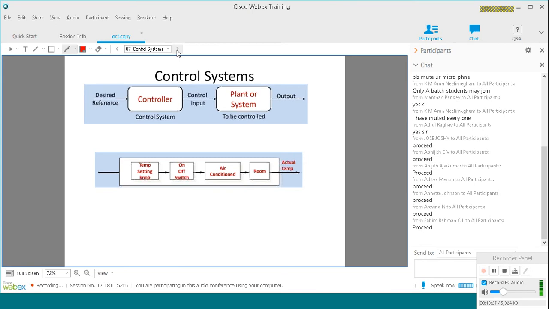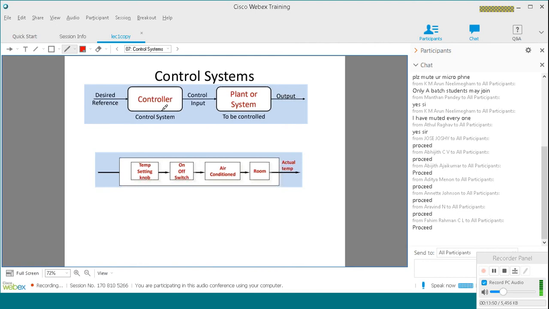So, now coming to control systems. As the name indicates, a control system is a system which controls other systems. So, it directs input to other plants or systems to achieve a desired purpose. A system by itself may not be able to achieve that purpose. So, that is why we use the control system.